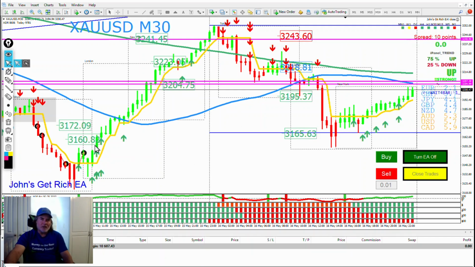So we only trade to the 50 or we trade away from the 50. We only trade on pullbacks. We only trade when we're above or below the golden trend, and we have to have at least 3 bars and the RSI. If you can remember that, you will be on your way to get rich.